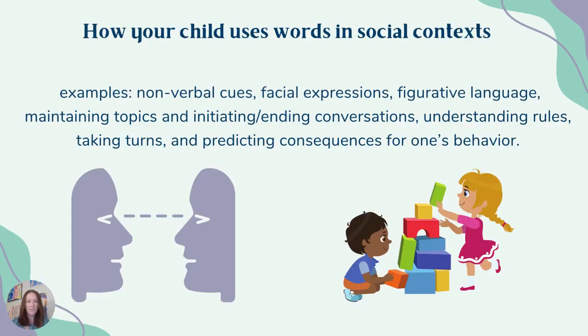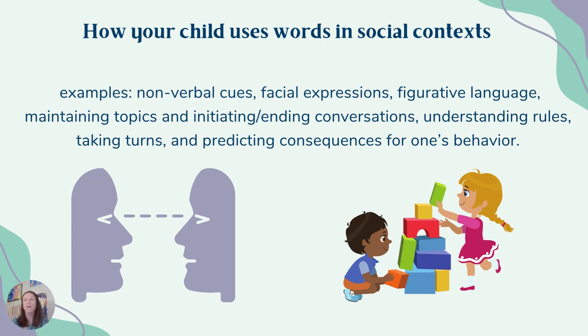So, what am I talking about? Think about how your child right now uses words, and if we're not using words yet, uses pictures or gestures or vocalizations in social contexts. So this is nonverbal cues. So does your child understand if somebody rolls their eyes that that has a meaning? Does your child understand that if I go, I might be sad?